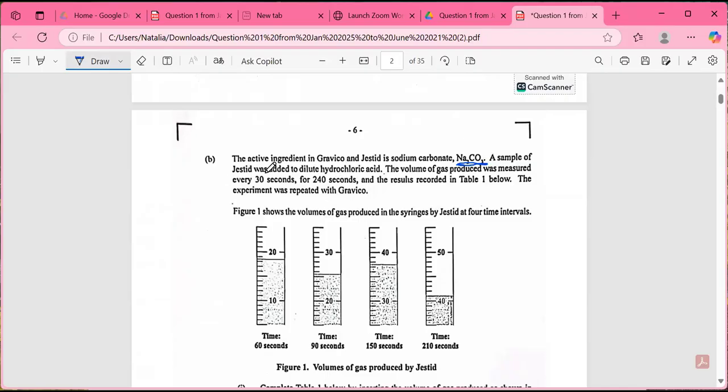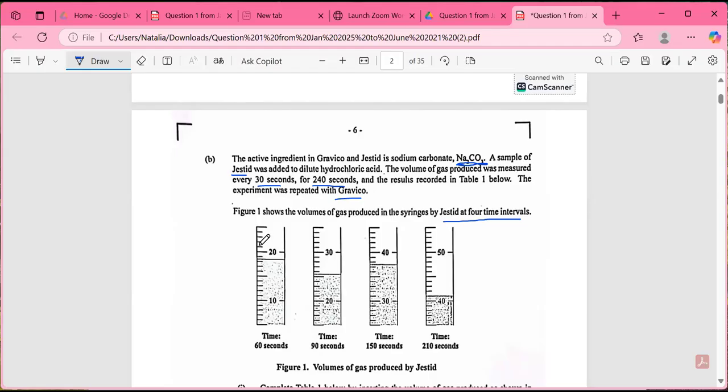A sample of Gravitio and Justid was added to dilute hydrochloric acid. The volume of gas evolved was measured every 30 seconds for 240 seconds, and the results are shown in the table. And then the experiment was repeated using the other brand. So here are the 4-time intervals for the Justid.